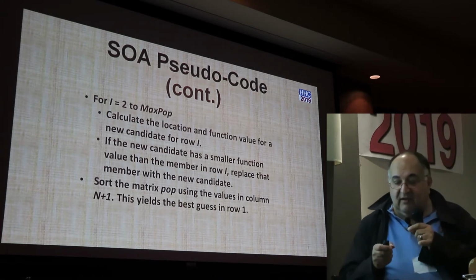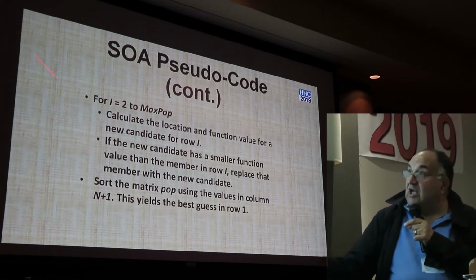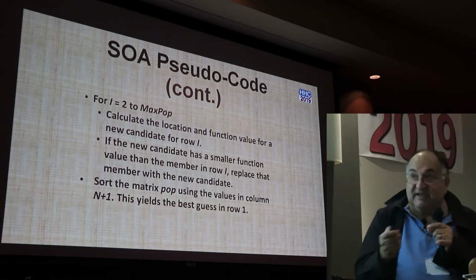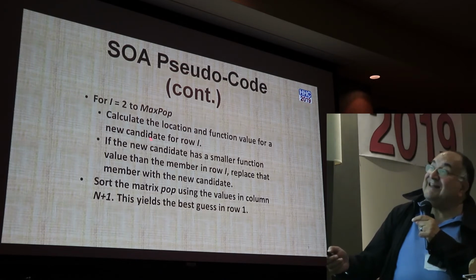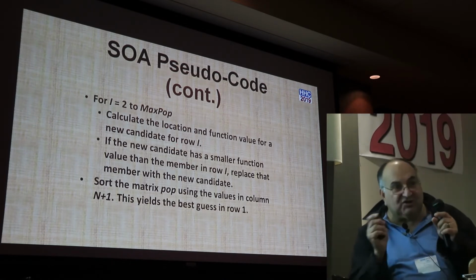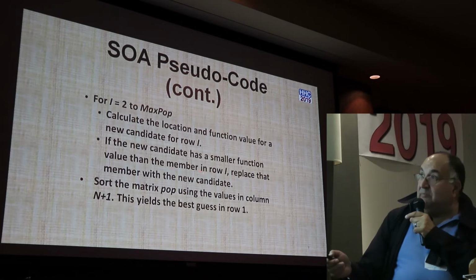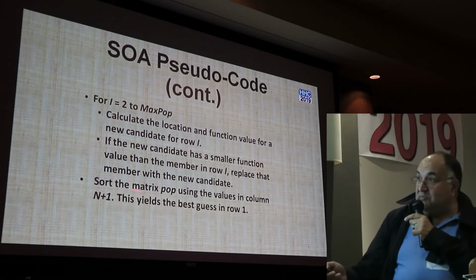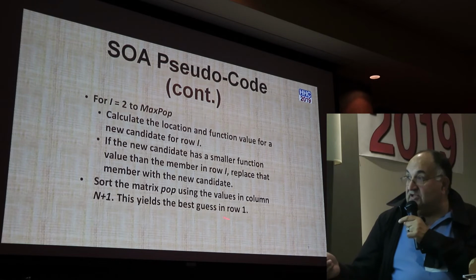Then I go over the main pod locations from the second one to the last one. I keep the first one protected because I don't want to lose my best bet so far. So I calculate the location function for a candidate for row I. This is a candidate, we're not sure, okay? Now, if that candidate has a smaller function value than the member in row I, then we replace it. Oh, we found something better. And then we sort the matrix pop using the values in column n plus 1. Again, after any update, the best values are in row 1.